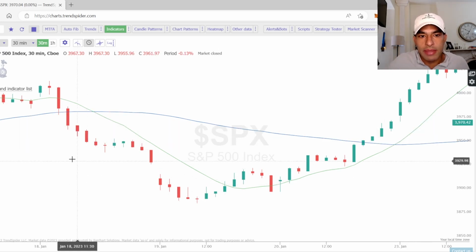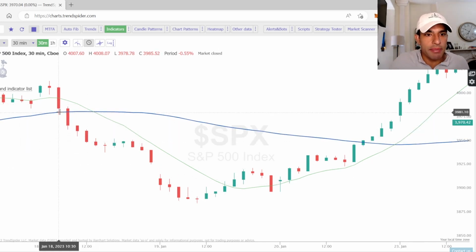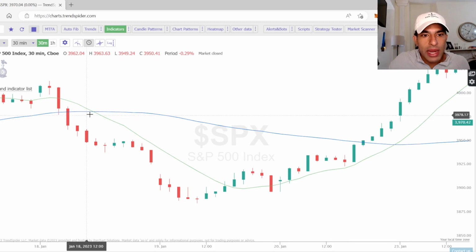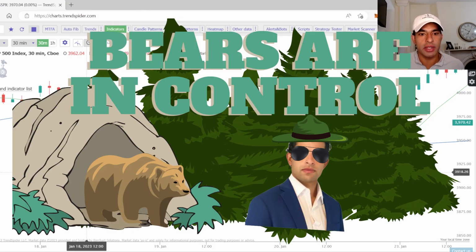Now, what do I mean by that? Let's take this example. We break down below the 50 SMA, okay? So now, if I wait for this sell signal, look at how far I am now from the 50 SMA. Now, why is the 50 SMA important? Let's think back to video number 1 where I touched on key concepts. We know that above the 50 SMA, bulls are in control. Below the 50 SMA, bears are in control.